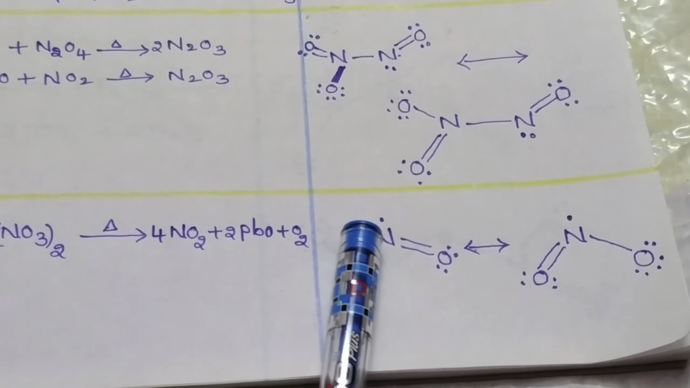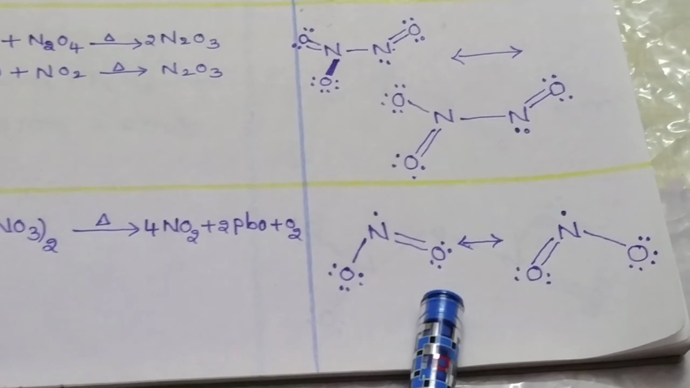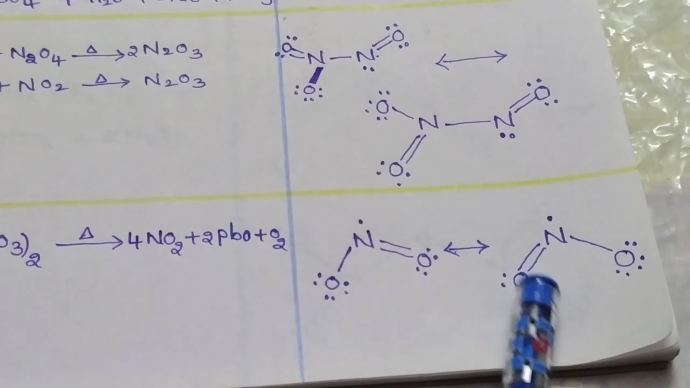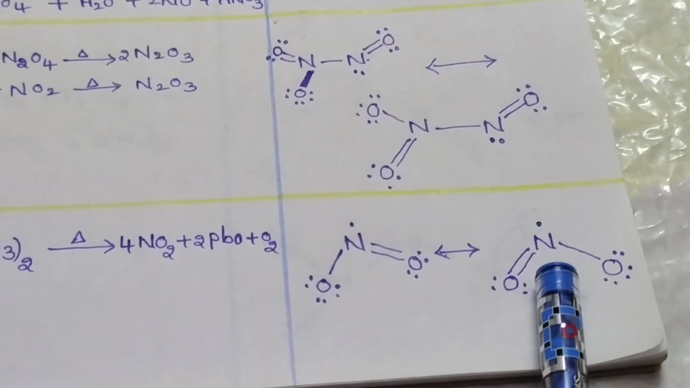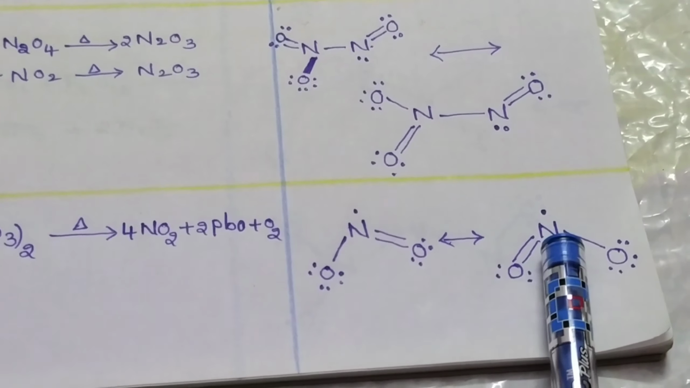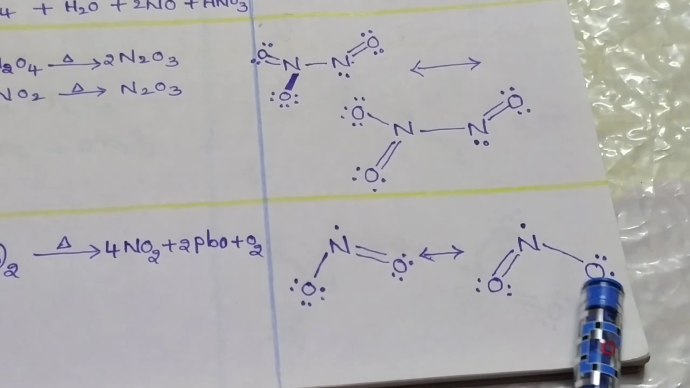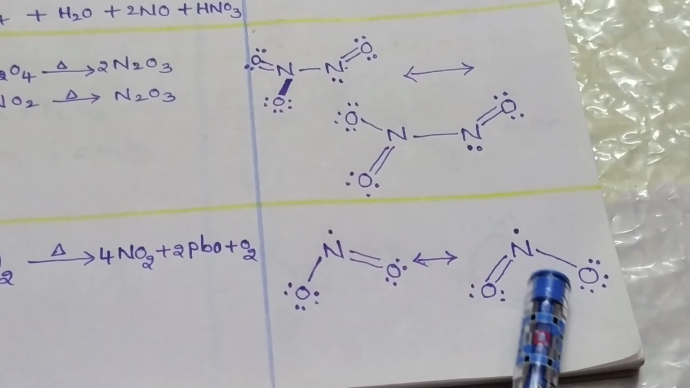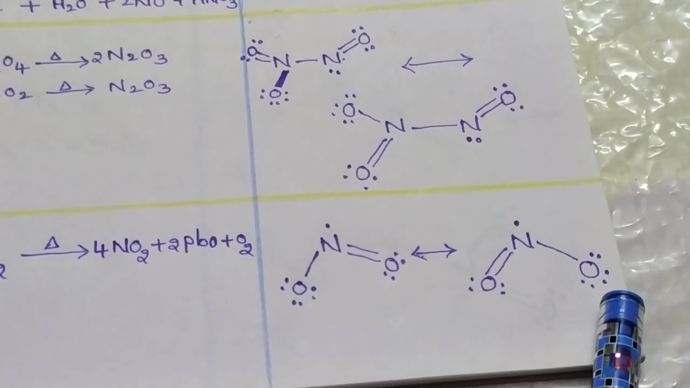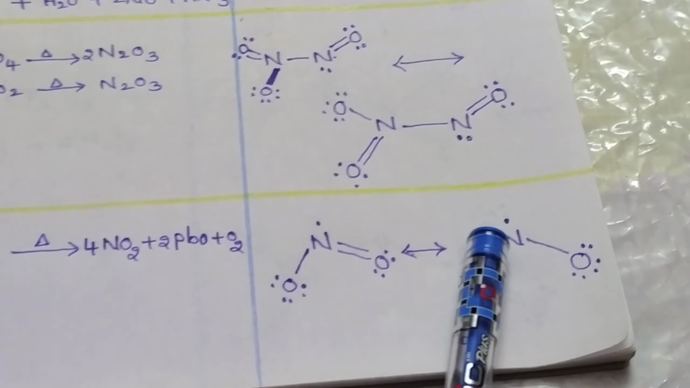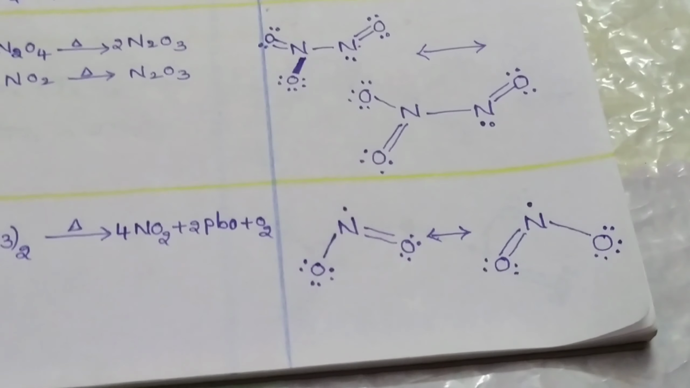Between the nitrogen and oxygen there are 2 bonds, and this oxygen contains 2 lone pairs of electrons. One more resonance structure can be written: between the nitrogen and oxygen there are 2 bonds, this oxygen contains 2 lone pairs of electrons, between the nitrogen and oxygen there is 1 bond and this oxygen contains 3 lone pairs of electrons, and the nitrogen contains 1 odd electron.